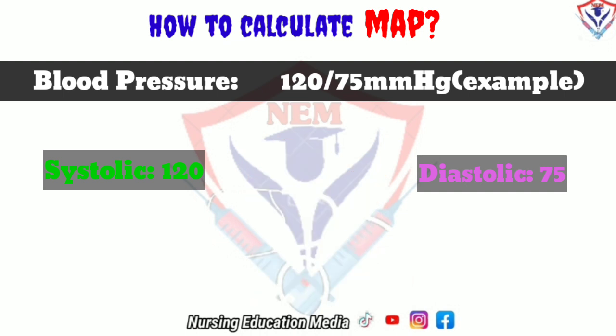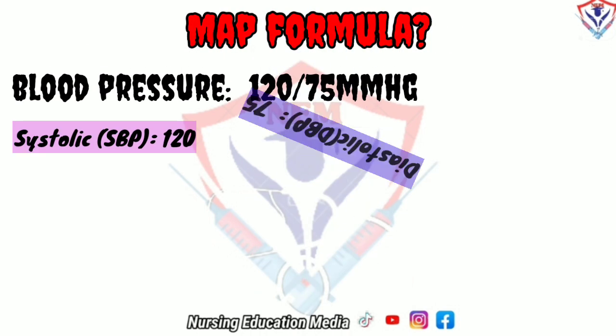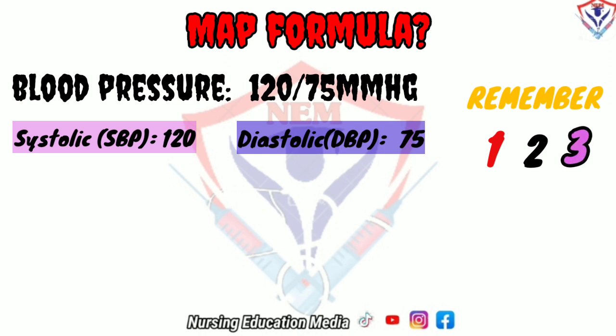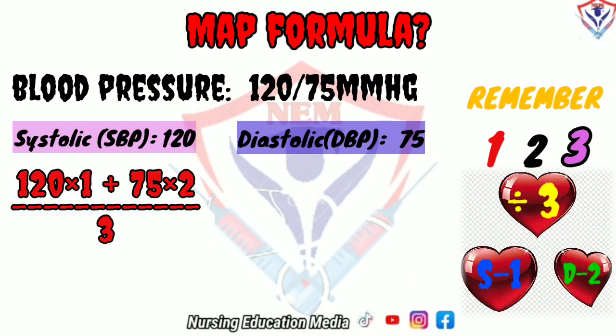The third step will be the formula. To make the formula easier, remember the numbers 1, 2, 3. Remember, in the word systolic, S stands for single, so systolic is multiplied by 1. Plus diastolic, the letter D stands for double, so diastolic is multiplied by 2, and this is divided by 3.